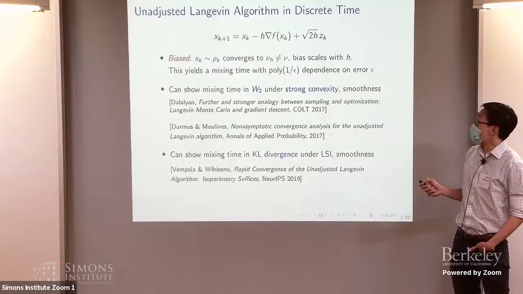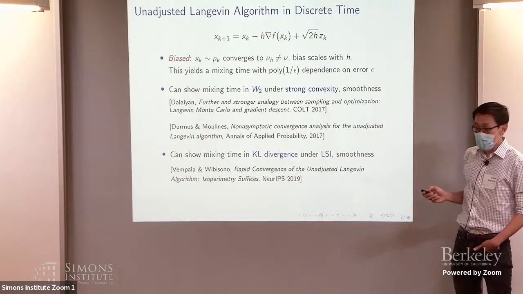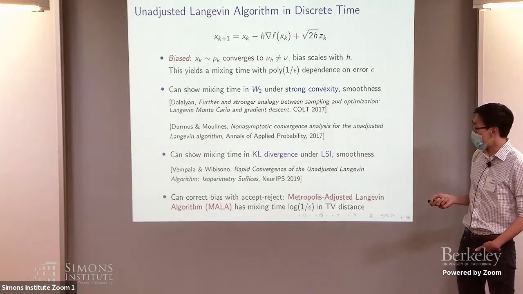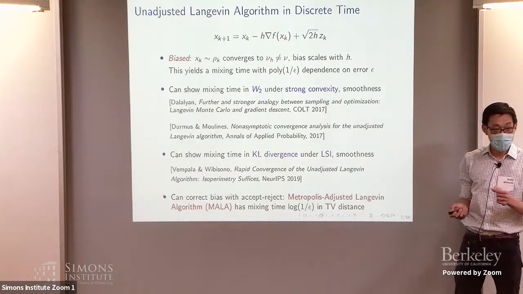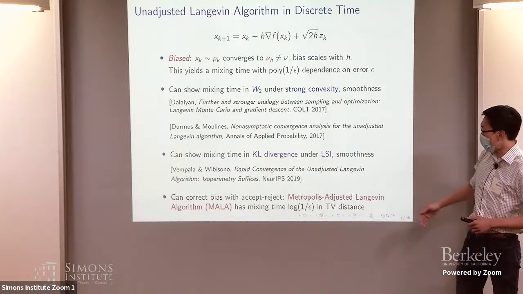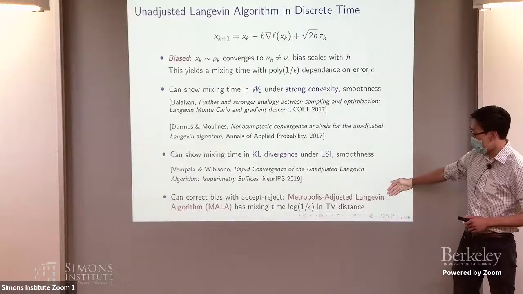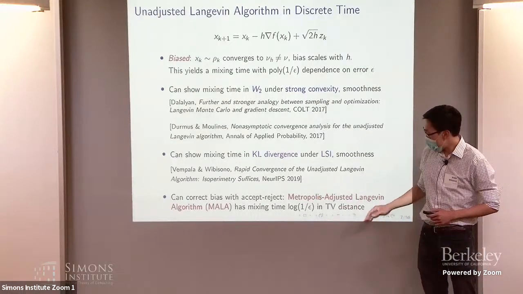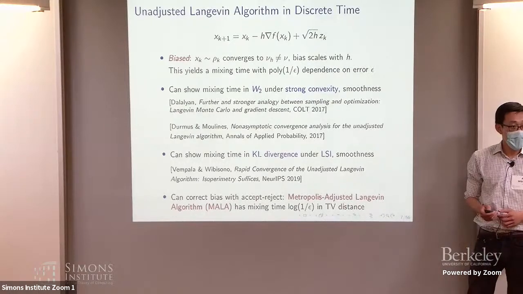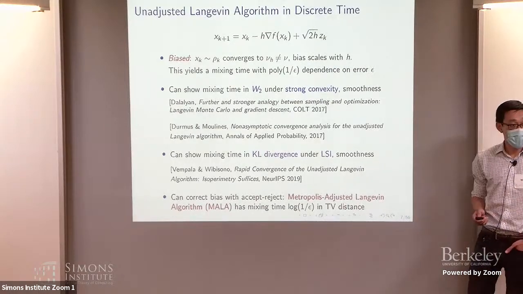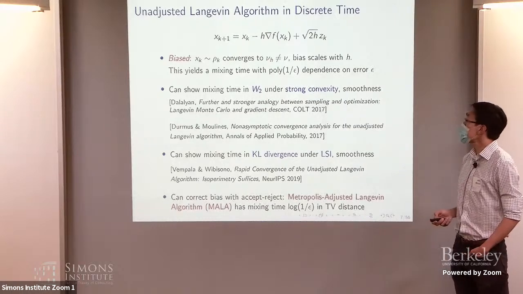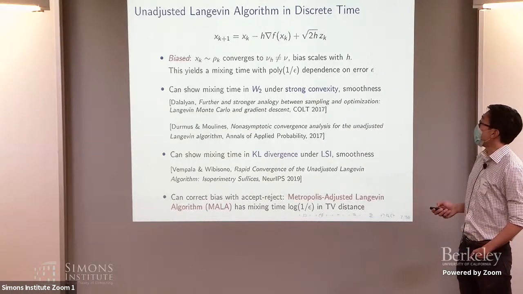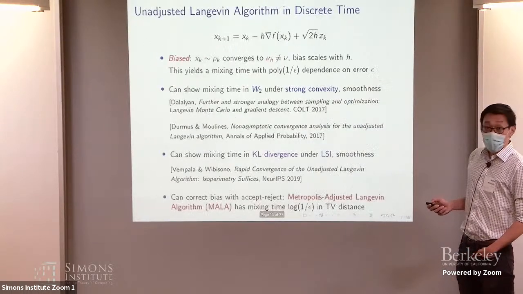One way to address this issue is we can also correct the bias with an accept-reject step, and the resulting algorithm, called the Metropolis Adjusted Langevin algorithm, or MALA, recovers the log 1/epsilon dependence, but only in total variation distance, right? And I think we'll see a few talks about this this afternoon. Okay, so this is what happens in the unconstrained setting, right?